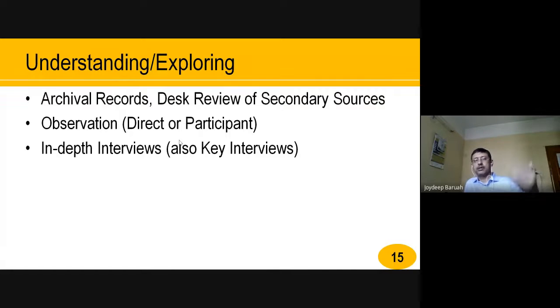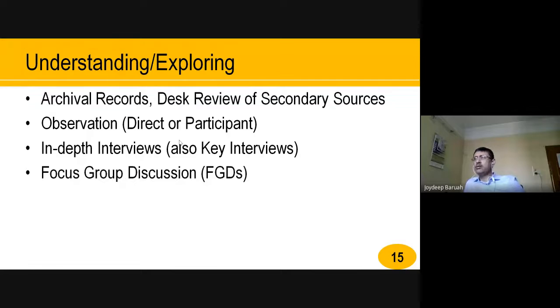So from direct observation, looking for yourself, you have gone one step ahead in understanding things, to talking to the people. Either it is general, or it is a key informant interview. It will be based on the kind of data you are looking for, and also the objective of the study. So that is the thing.